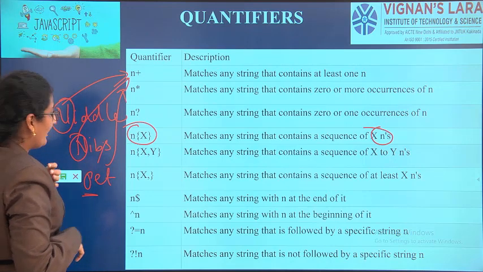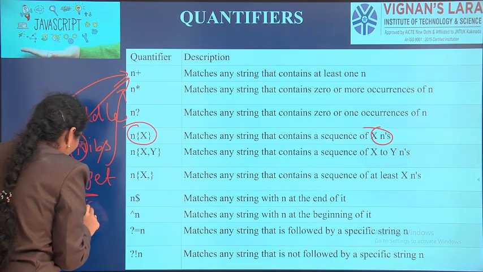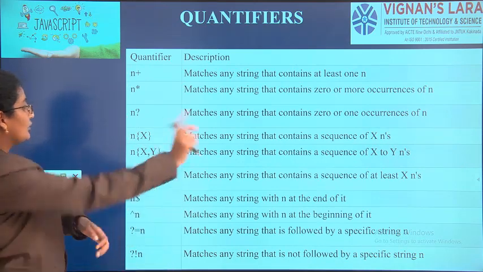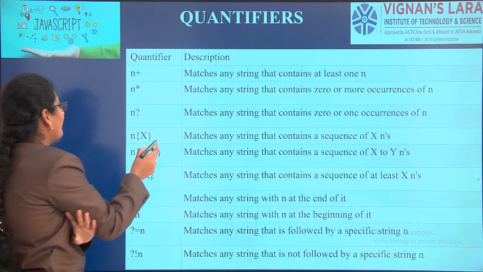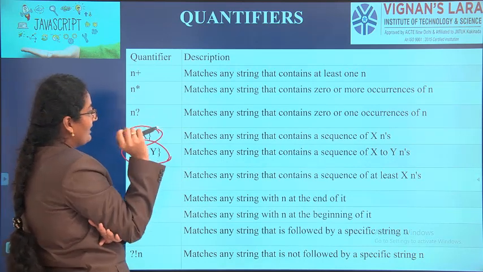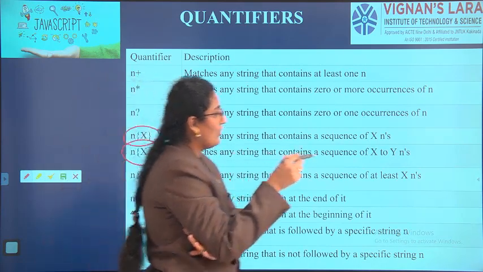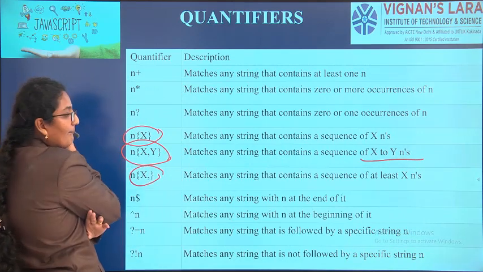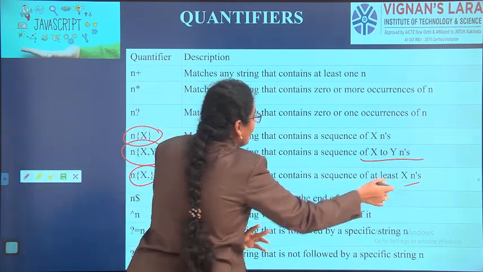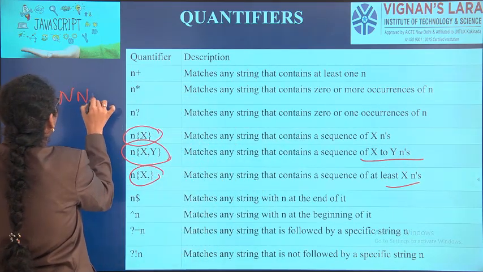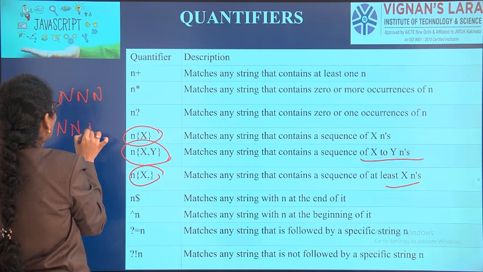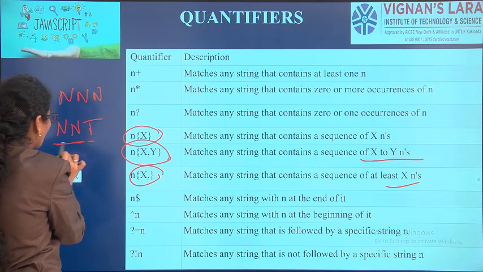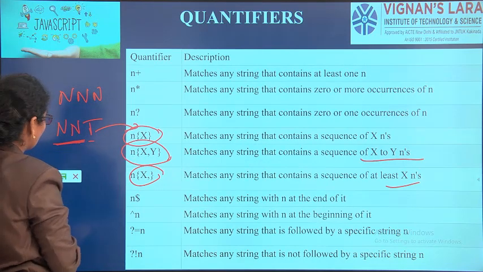So what is the word with two n's? Nice will match with n plus. If there is any word with 2 times n or x times n, that will match with n of x. N of x comma y matches the string that contains a sequence of x to y n's. So n of capital X comma matches the string that contains a sequence of at least x n's. So you have the school name like NNT, where we have a sequence of n's, so it will match with n of x.